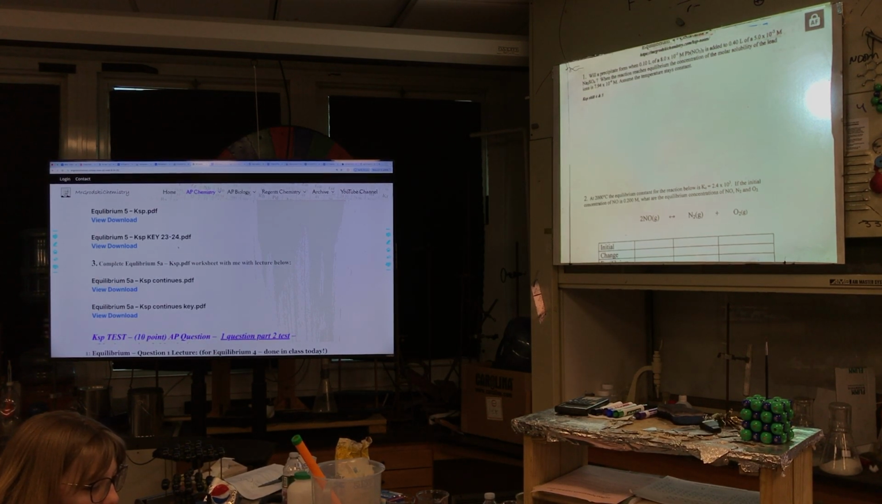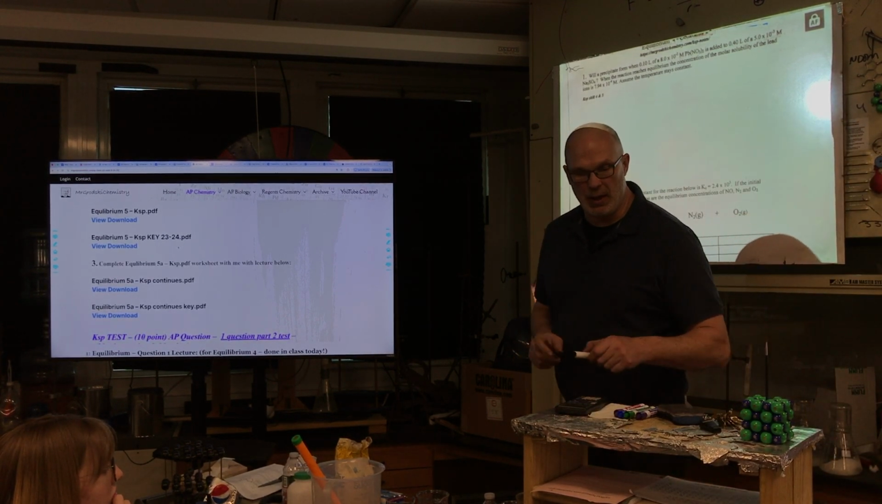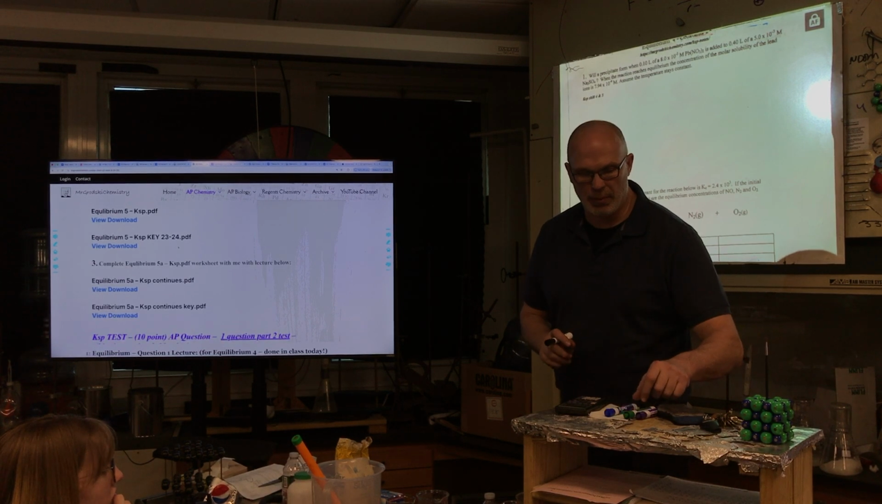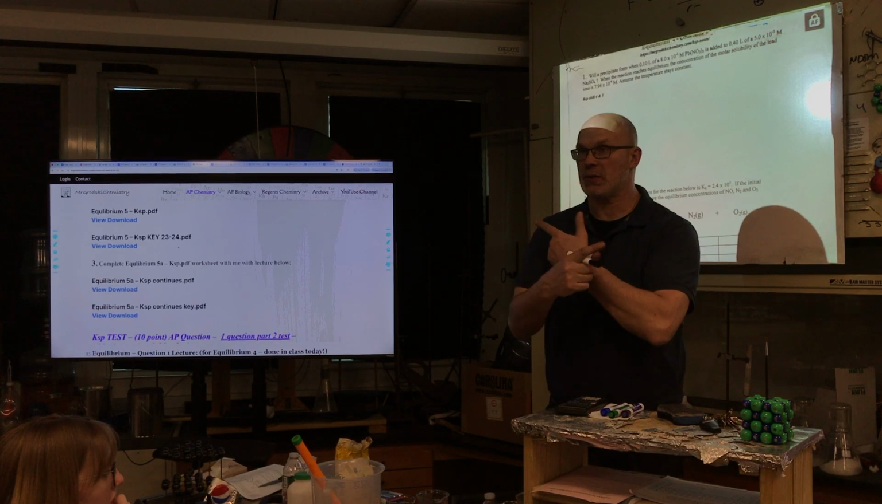So we're getting into equilibrium problems, and it makes a lot of sense because we have been doing problems that have led us up to the shifts of equilibrium.